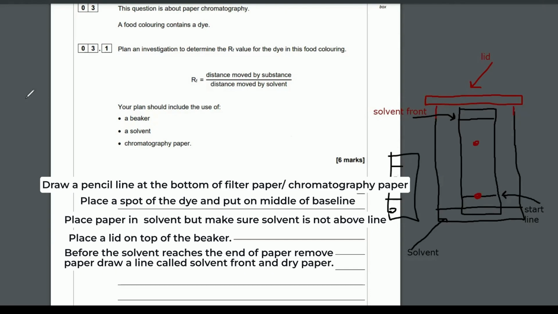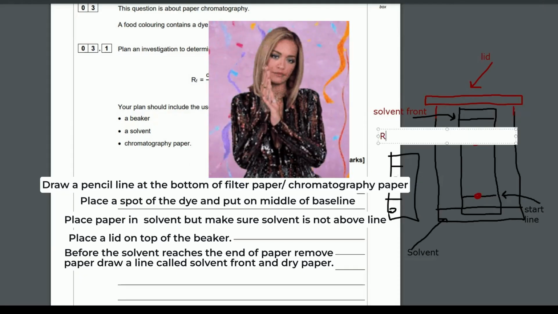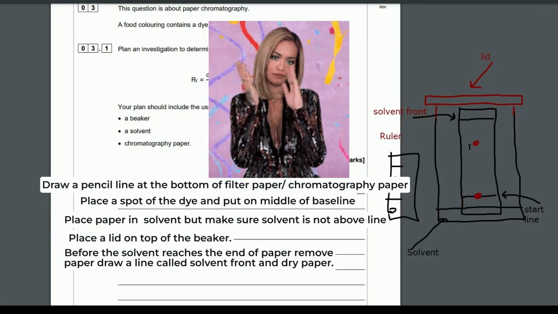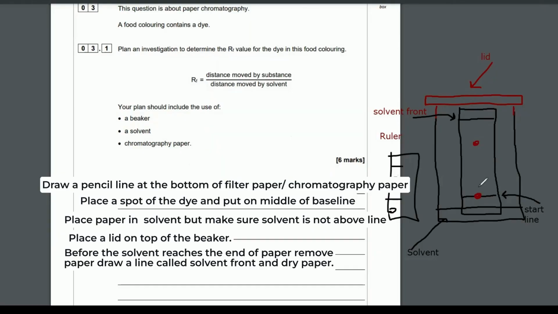Then we take a ruler. That is the best drawing you've ever seen of a ruler. Be amazed. Take that ruler and measure the distance the dye has moved. That is going to go on the top of our RF value calculation. And then we're going to measure the distance the solvent has moved, and that's going to go at the bottom.